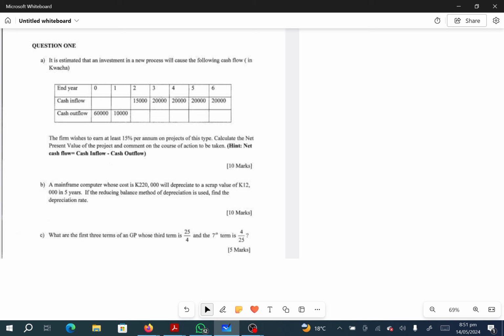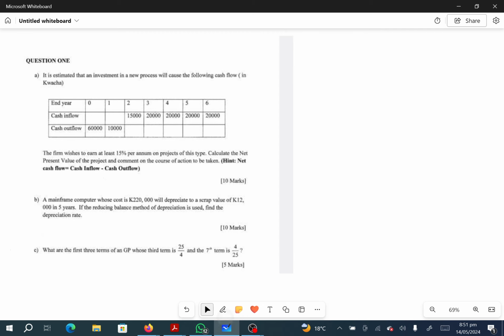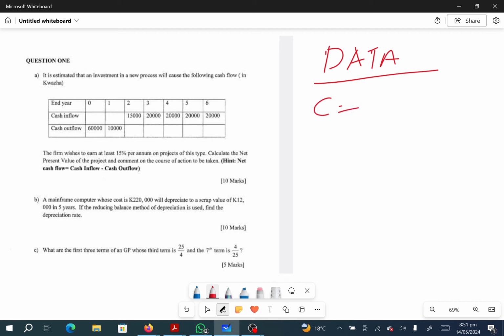So when we are answering the question, the first thing first, like I always say, you need to identify the values you have been given in your question. So you say data. Then we have been given our initial cost for this computer framework, C, our initial cost as 220,000.